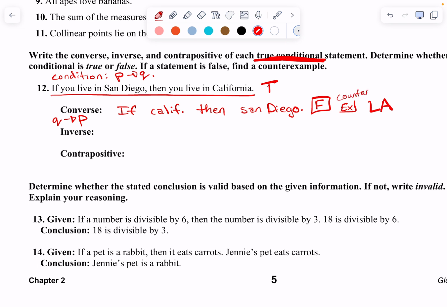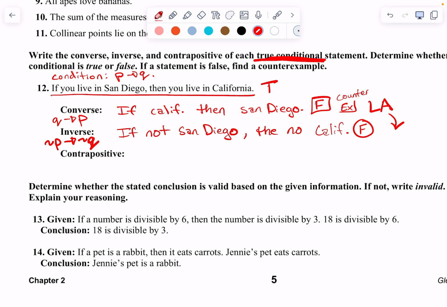Okay, what format does the inverse take? Not P, not Q. So go back to the original and put not in front of it. If not San Diego, then not California. Okay, hold on. If you don't live in San Diego, that means you cannot live in California. True or false? False. You could live in LA. Counterexample. You don't have to live in San Diego.